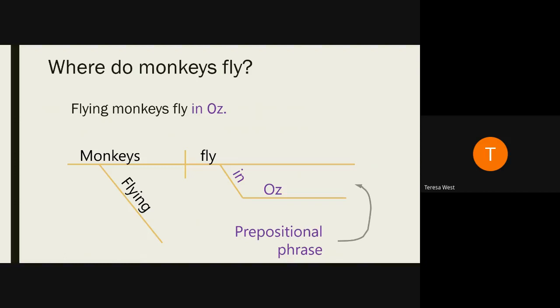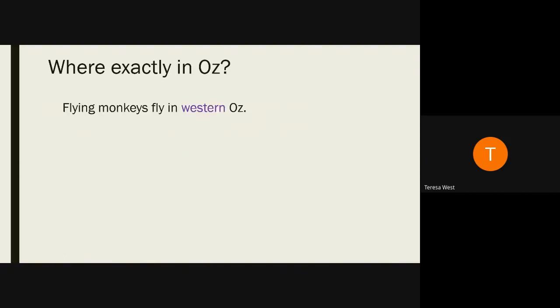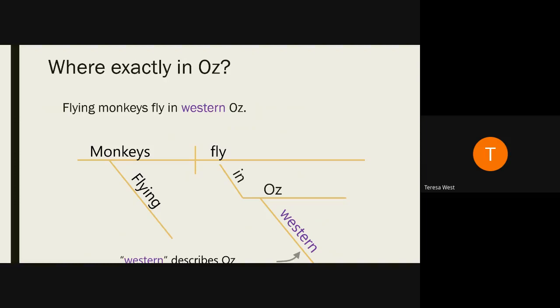Another example. We're exactly in Oz. These flying monkeys are going to fly in Western Oz. The Western modifies or describes Oz. So flying monkeys fly in Oz, and then Western is a descriptor coming off of Oz. So as you can see, we're just building upon our previous knowledge. We're building upon what we already know or knew.